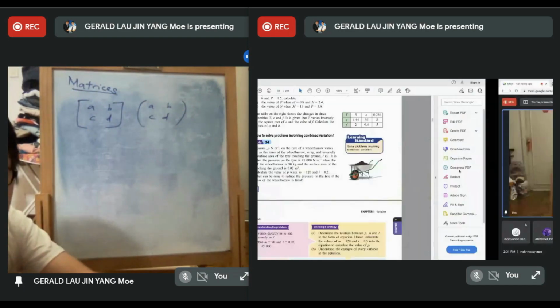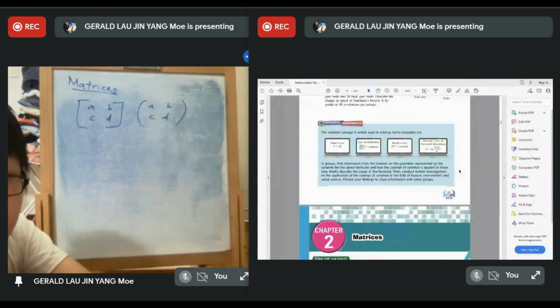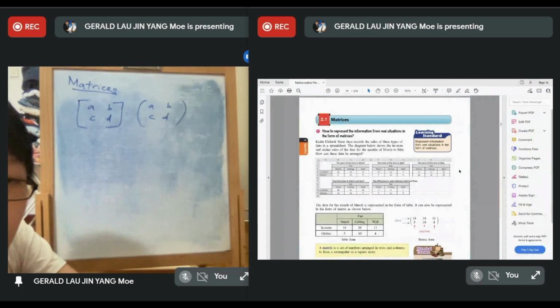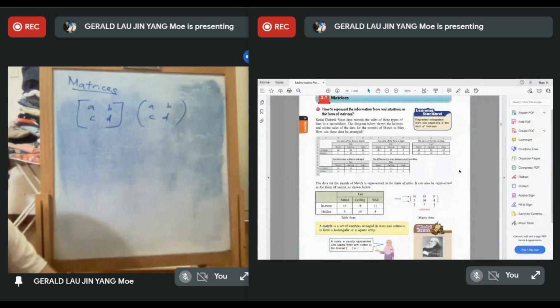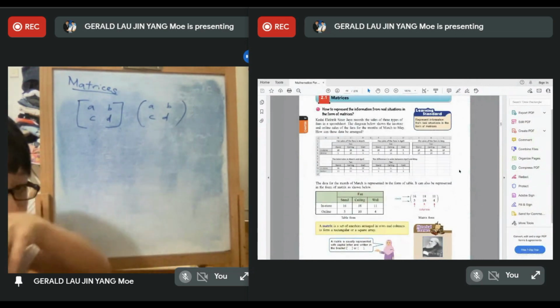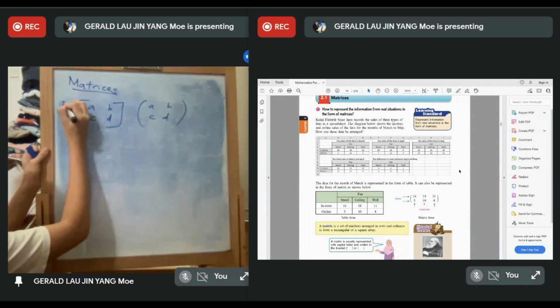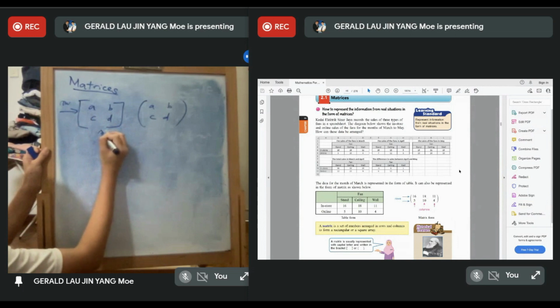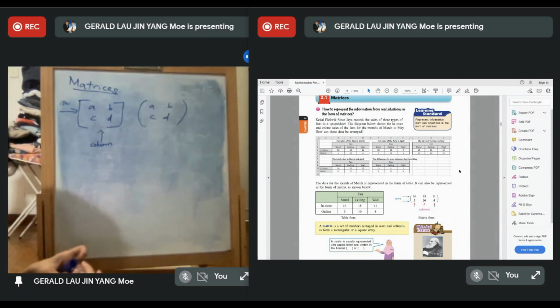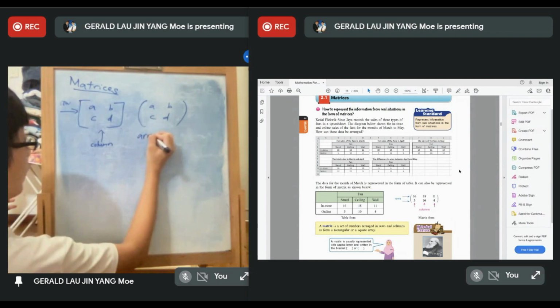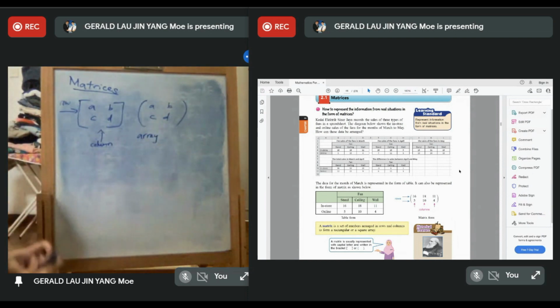Okay, so now let's look at the textbook. Matrix. All right. So you do your Microsoft Excel, you have your table, you have your cells, right? Those are also like a matrix. So the horizontal one, we call a row. The vertical one, we call a column. All right. Now, a matrix is a set of numbers arranged in rows and columns to form a rectangular or square array. So this is an array.